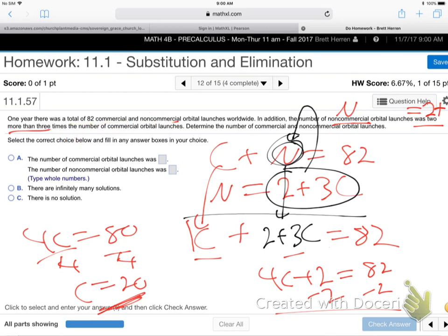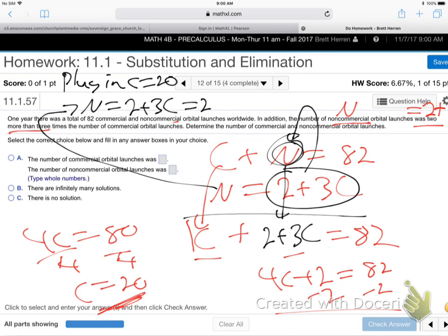So I will plug in C is 20 into this one, N equals 2 plus 3C. 2 plus 3 times 20. What's that? 62. So N is 62. C is 20. All done. Good. Remember that from algebra? You did all that, right? So I'm going to keep moving. They can be a little bit tricky.